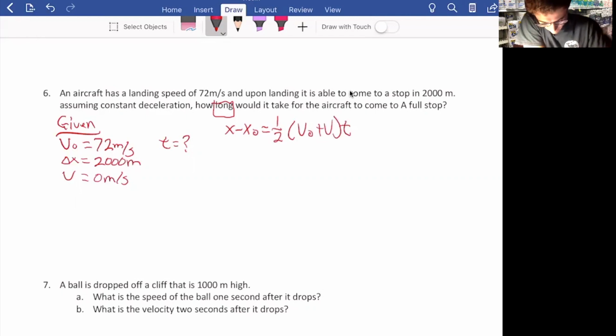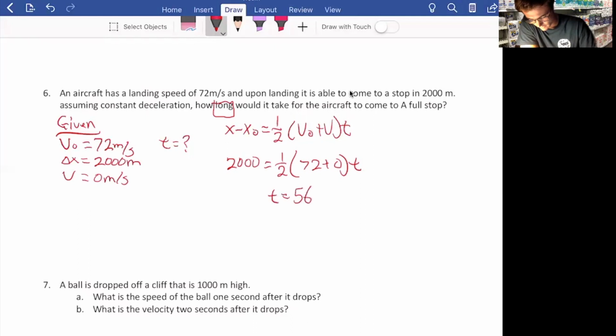Delta x equals x minus x naught. So 2,000 meters equals 1/2 times initial velocity, which is 72, plus final velocity, which is 0, times time, which we don't know. When we solve this all out, we get a time of around 56 seconds. So it takes 56 seconds for this aircraft to come to a complete stop.